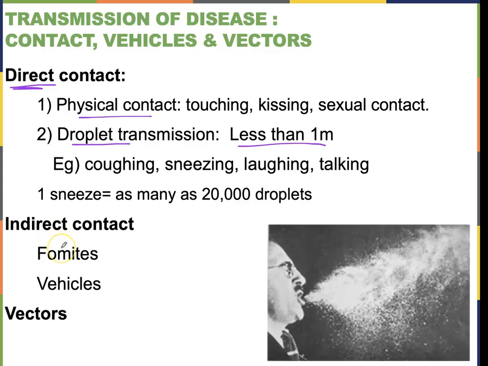Indirectly, so not close person-to-person, we can get infected from fomites and from vehicles. Vehicles are basically food and water. Food or water are big vehicles for indirect transmission. And vectors. Vectors are usually bugs, insects that can transmit an infection to you with a bite or just by carrying it on their body. We'll talk about that in a second.